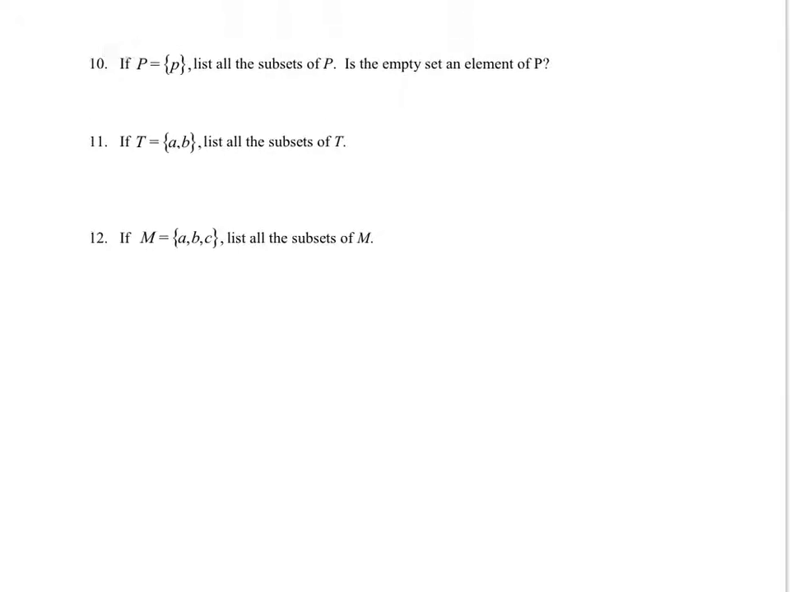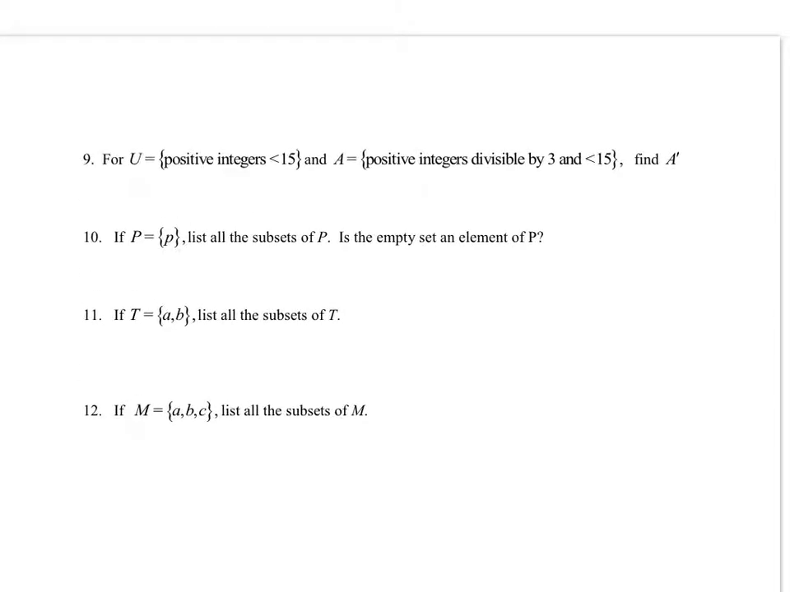Okay, we have one more where we're supposed to find the complement of A. So U is going to be the positive integers less than 15. In other words, that will be the numbers 1 through 14. And A is positive integers that are divisible by 3, and the numbers are less than 15. Okay, now I want you to write out what you think would be the numbers that would be in A. You can pause the recording, and then let's see if you get the correct set when you're looking for A complement or A prime.